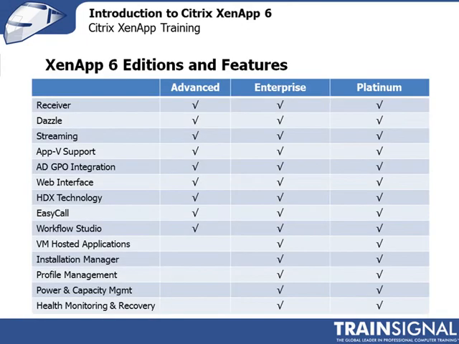So I wanted to show you the different XenApp 6 editions and their features. There are 3 versions of XenApp 6. You have the Advanced, you have the Enterprise, and you have the Platinum Edition. Now, obviously, the Platinum Edition will give you access to everything. Enterprise Edition gives you access to everything you see here on the screen. I'm not going to go through all of these features, but I wanted to list them there just so you have an idea of what you get with the different versions and different editions of XenApp 6.